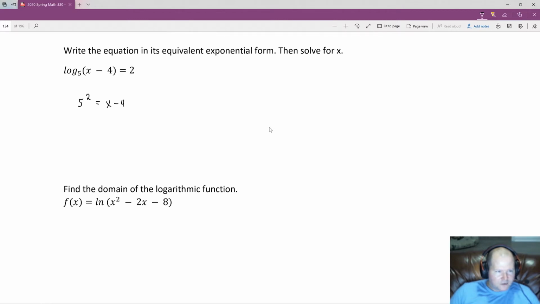Okay, we can solve this, right? So 5 squared will give you 25. And that gives us x minus 4. And then we solve for x by saying plus 4, cancel, cancel. And we end up with 29 equals x. Awesome. Then we can plug it in if we wanted to verify this, right? So we say 29 minus 4 is 25.